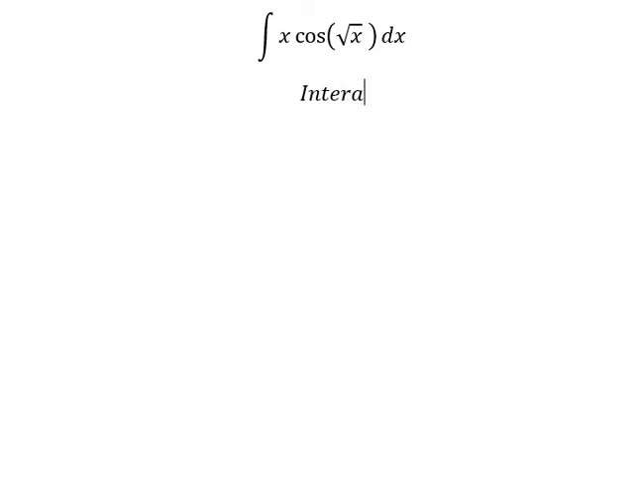We need to use integration by substitution. So I will put s equals u squared because I want to cancel the square root. That's why I need to use this one.